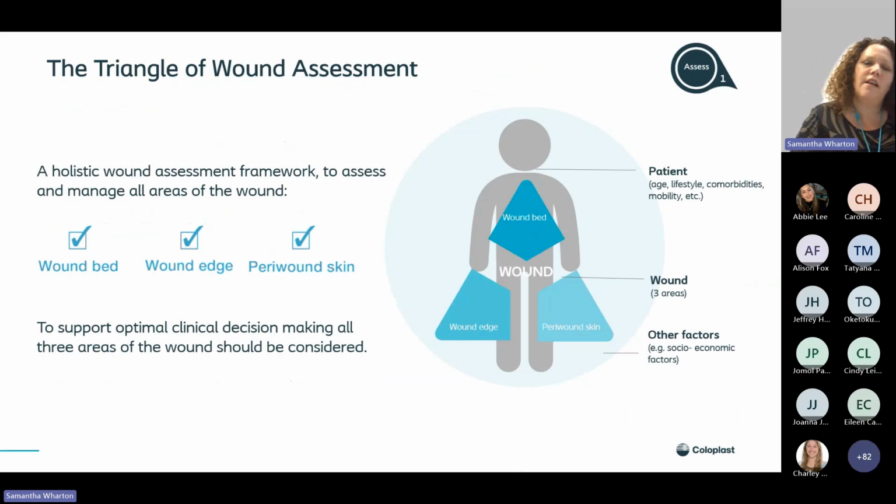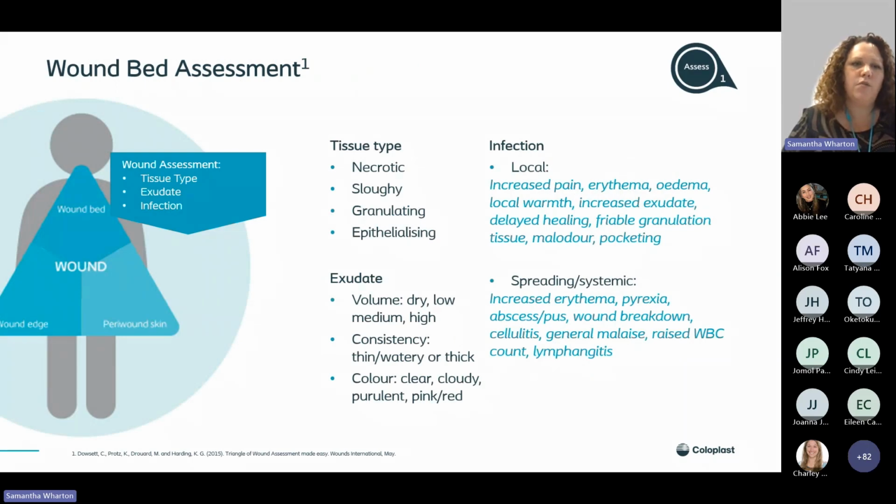So we've discussed slightly about the triangle of wound assessment. So it's a holistic wound assessment looking at the wound bed, wound edge, and peri-wound skin of the patient. And it's to support optimal clinical decision making within all of those areas. So first of all, we're going to the wound bed.